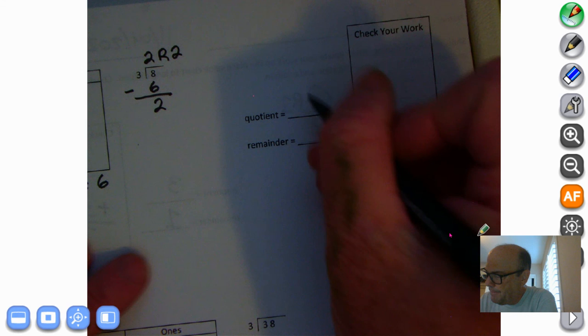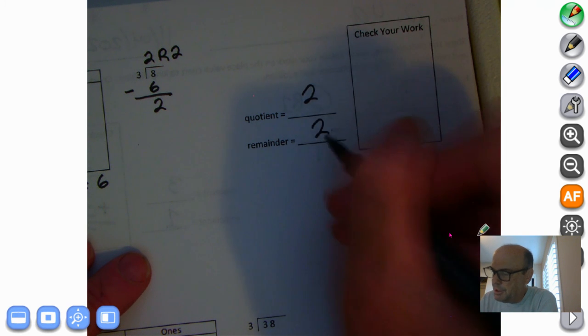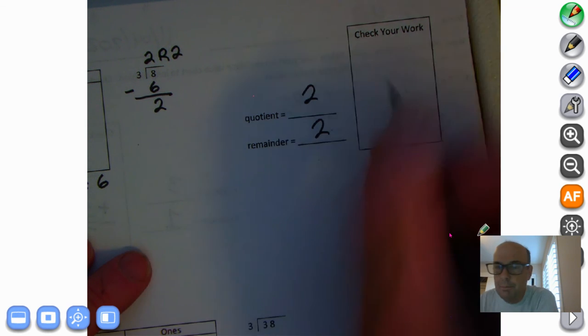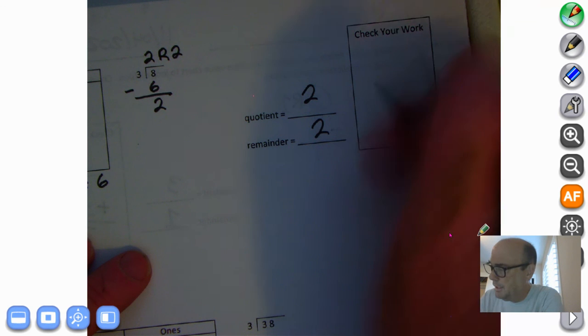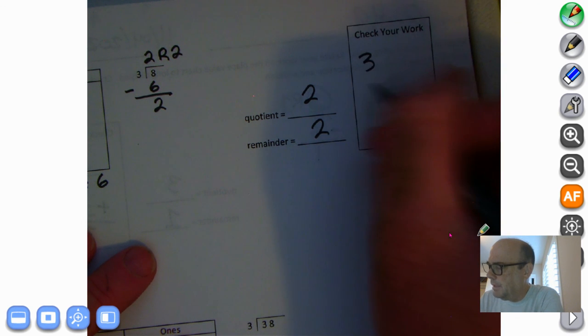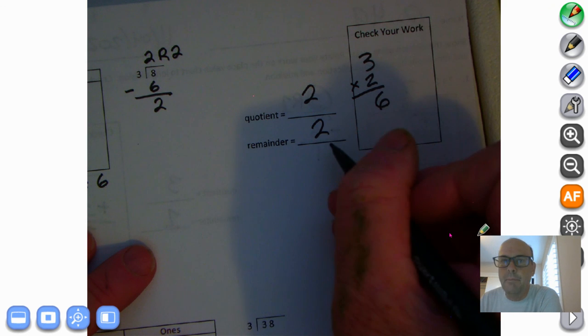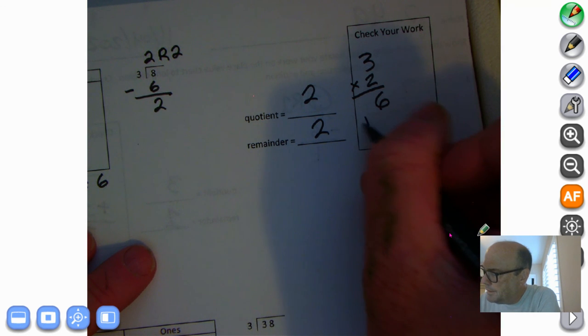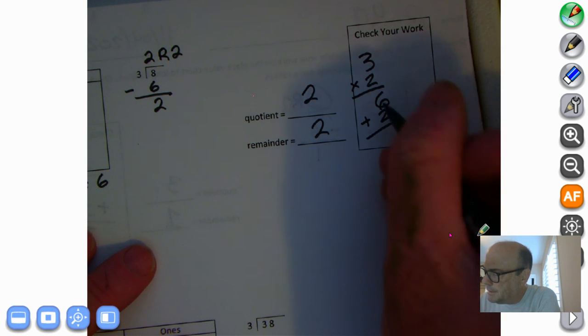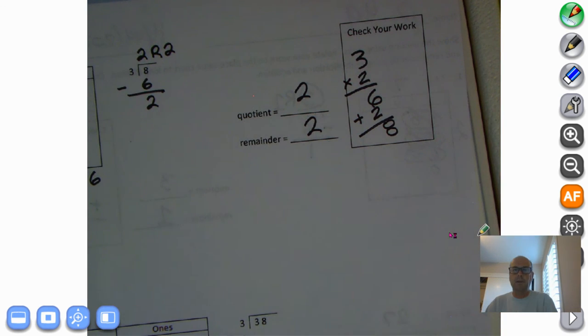Let's go over here to our quotient. Our quotient is 2. Our remainder is 2. And we're going to check with multiplication. So we'll say 3. Whoops, I'm all off balance there. That's okay. 3 times 2 is 6. And then we're going to add the remainder of 2. 6 plus 2 equals 8. And so we know we're correct.